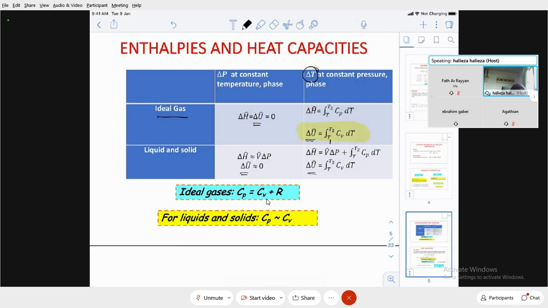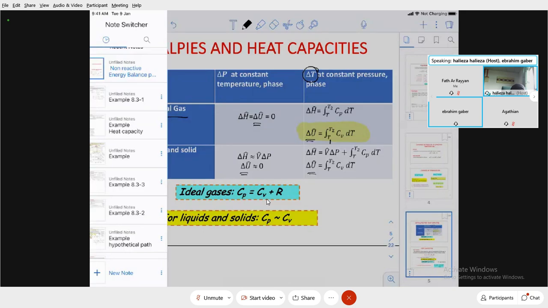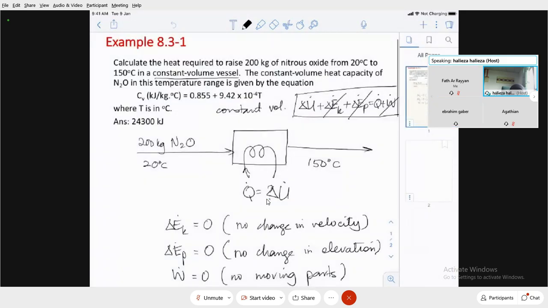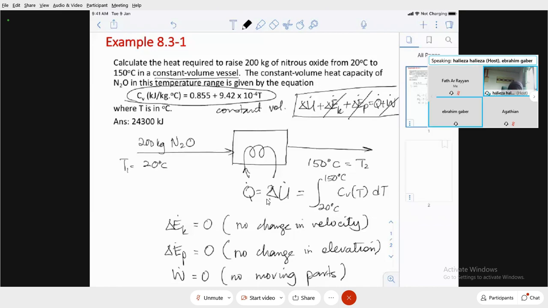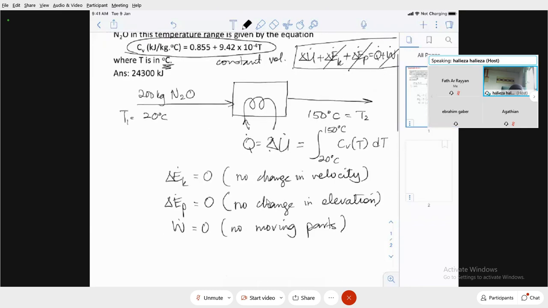So now let's go back to our example. That is equal to, from T1, what is T1? That's T1. That is T2. So going from 20 degrees C to 150 degrees C, and your CV with respect to temperature dT, and your CV is given over here. It's already stated here that your temperature must have a unit of degree C. So just fine. Now what you have to do is just calculate your Q is equal to delta U.